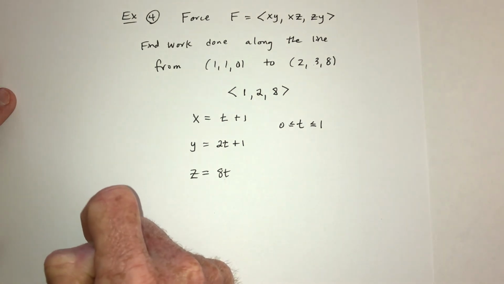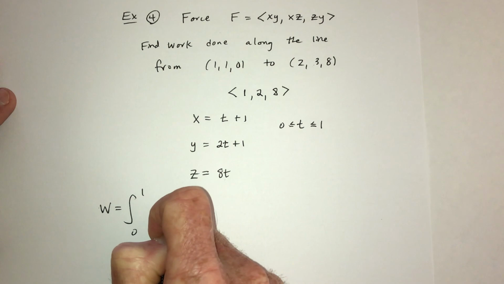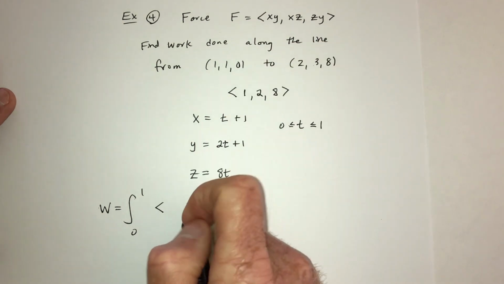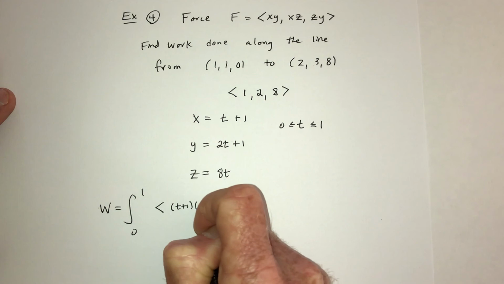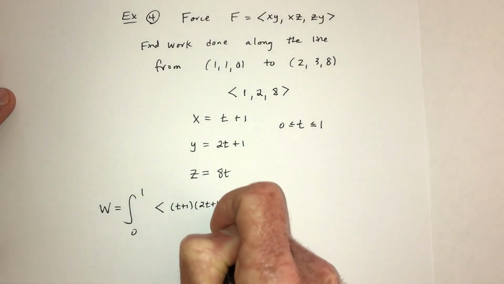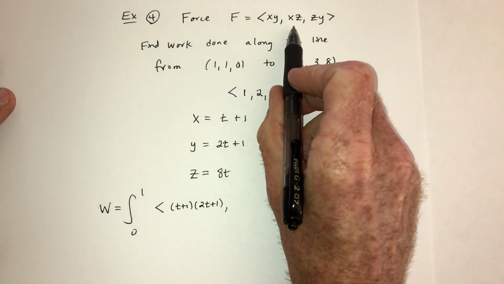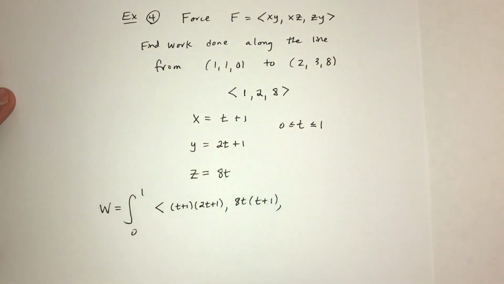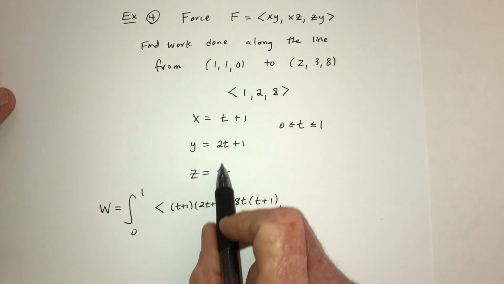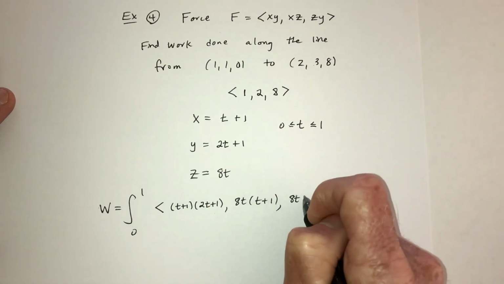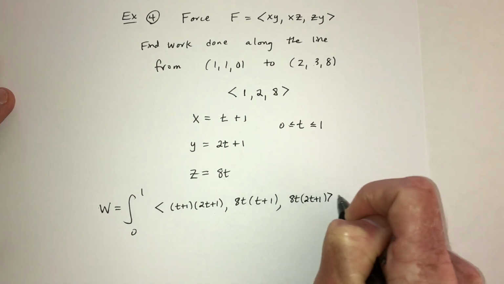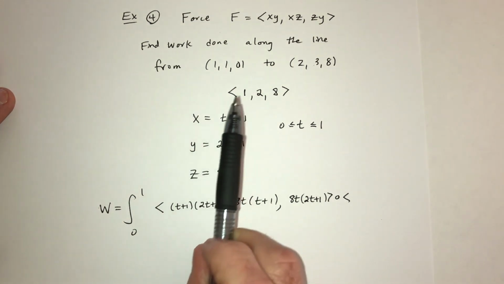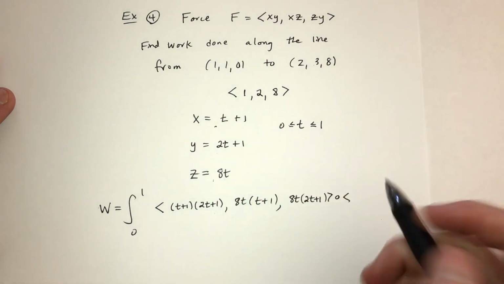Okay, so the work equals the integral from 0 to 1. For the force vector, we need to put x times y to replace this part. So we have t plus 1 times y, 2t plus 1. Then x times z, so this one times this one, that would be 8t times t plus 1. And then z times y, so multiply these two, 8t times 2t plus 1. And then this is our function, so we need the derivative of it. The derivative of it would be 1, 2, 8, or in other words, this vector right there.